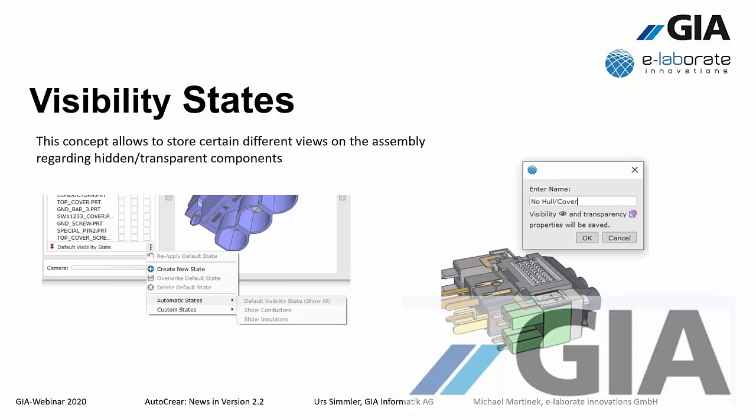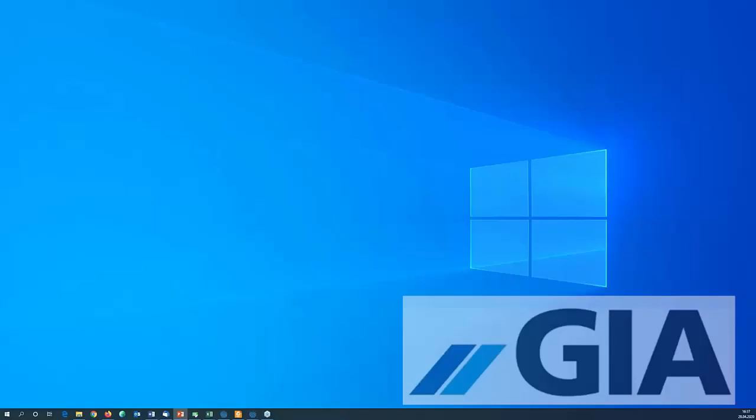The first feature I would like to introduce is the concept of visibility states. A visibility state is a state of hidden or transparent components, so which of these are currently hidden or made transparent. These states you can now save in the session, so that maybe you frequently need certain views on your assembly, then you can store them and reassign them anytime.